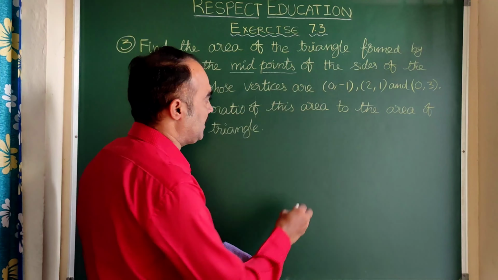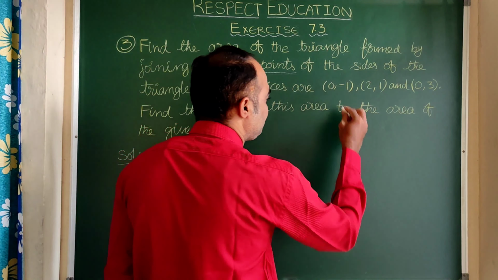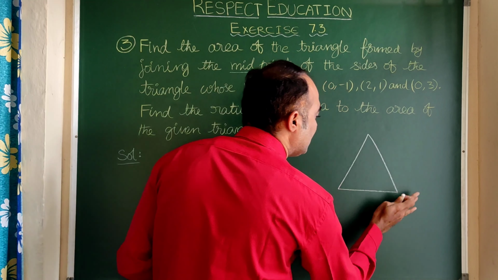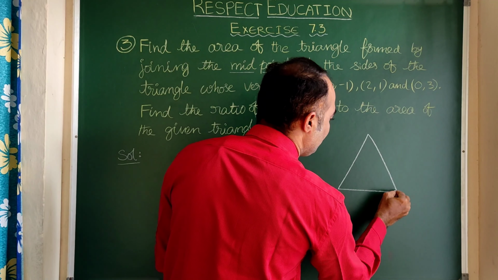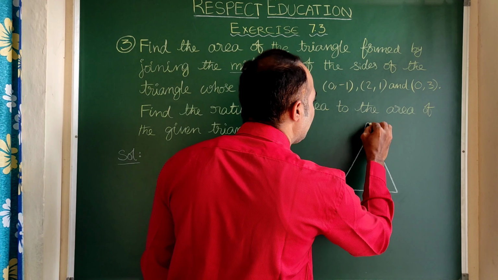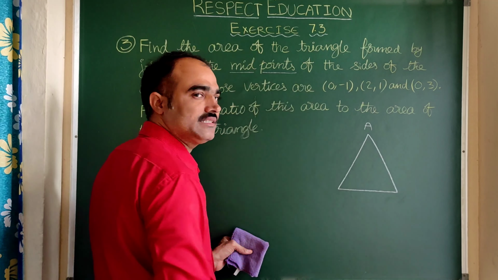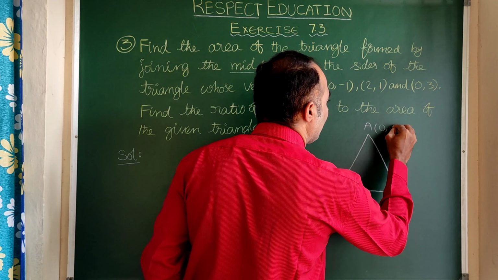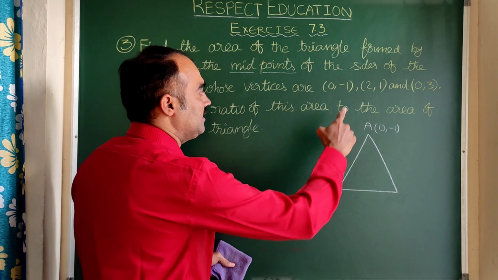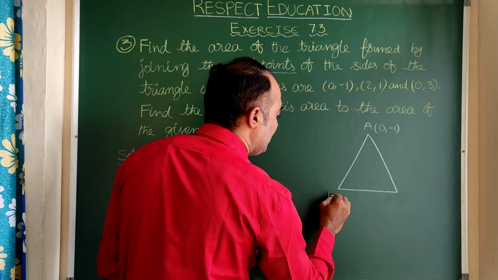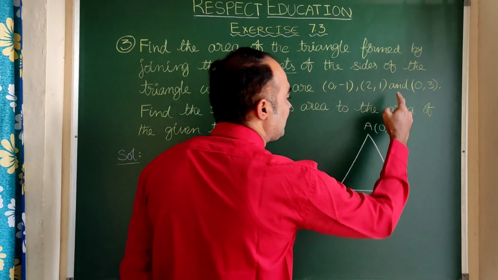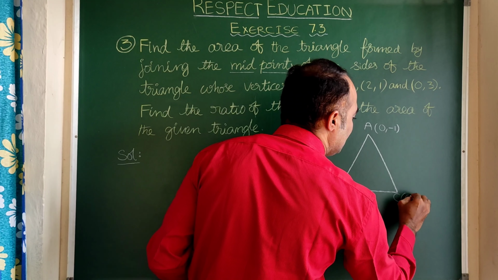Here we need to understand that there is a triangle. Let us name it as ABC, where the first vertex can be taken as A, that is A 0, 1. Second one as B, that is B 2, 1. And the third vertex is C, that is 0, 3.